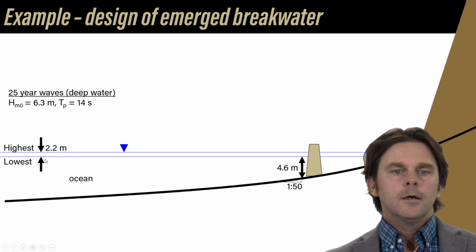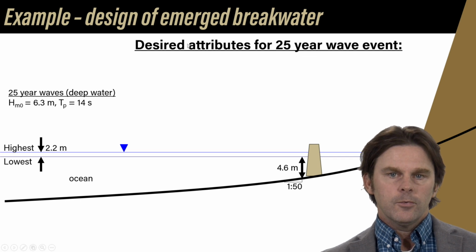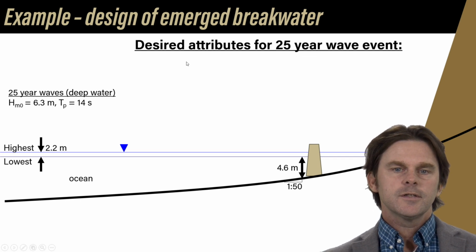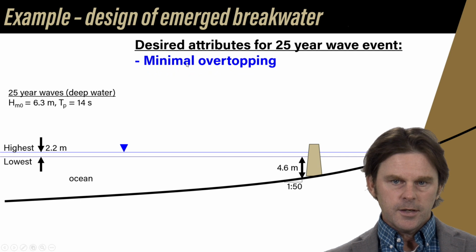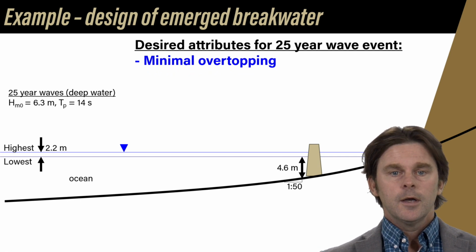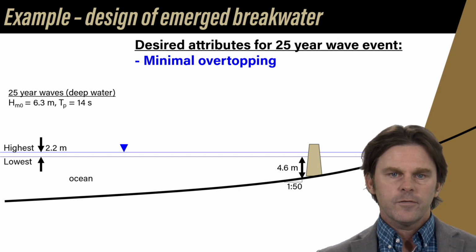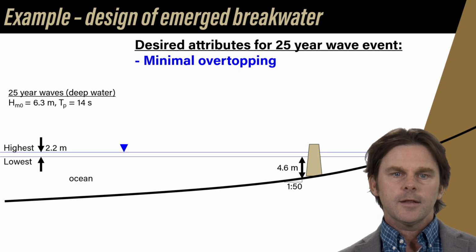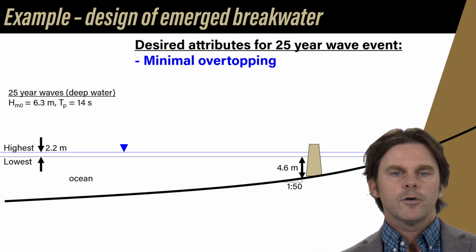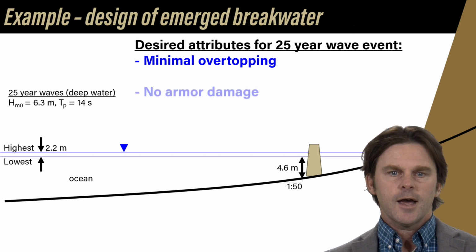Okay? So what are we going to focus on here? We're going to focus on a couple of different design objectives. The first one is we are going to say that we want minimal overtopping. That's a harsh constraint for a breakwater. It's a typical constraint for a coastal dike, and we'll talk about that later. But this is a difficult constraint for a breakwater, and that will lead to some interesting results for our structure that we design.